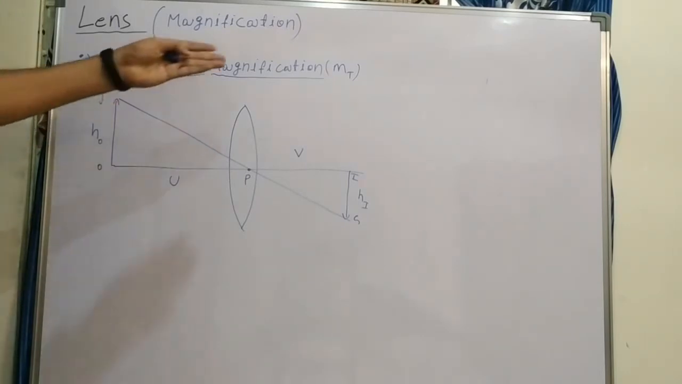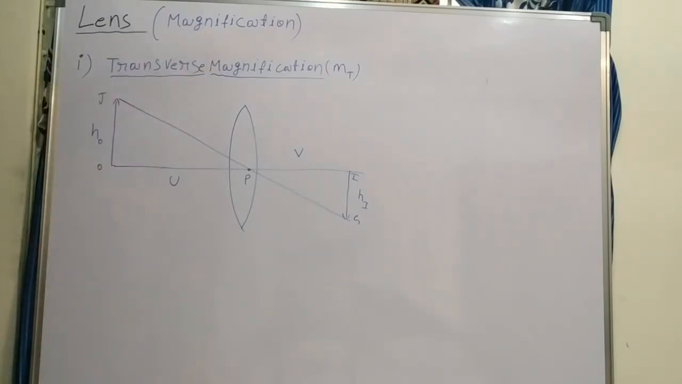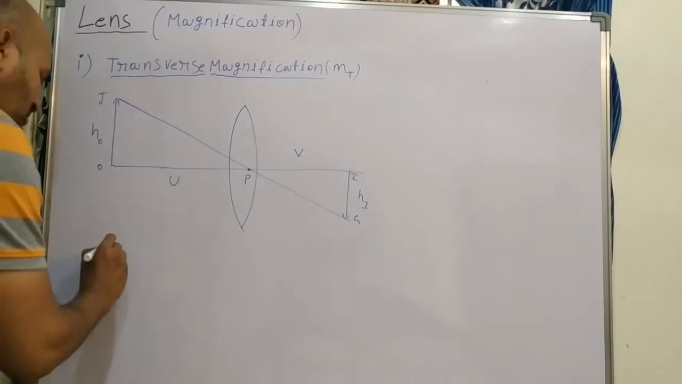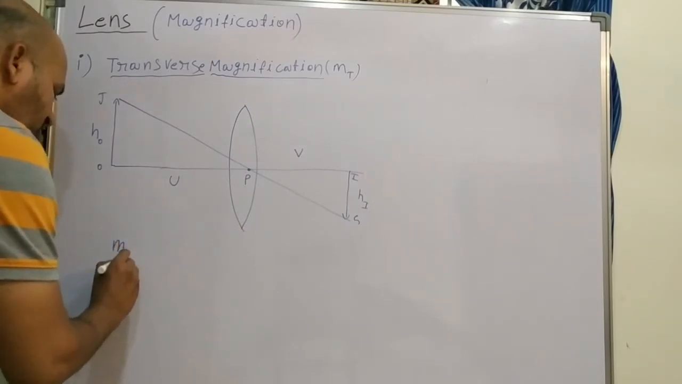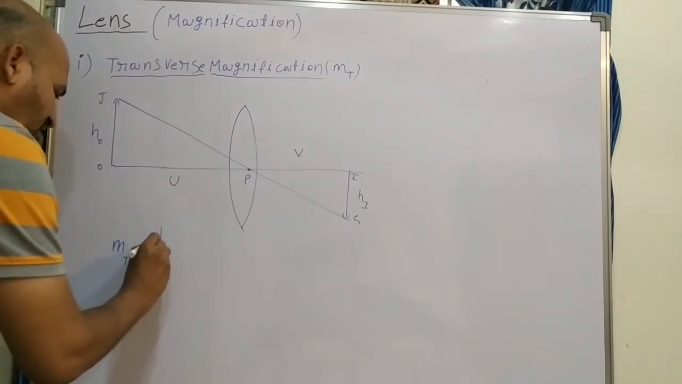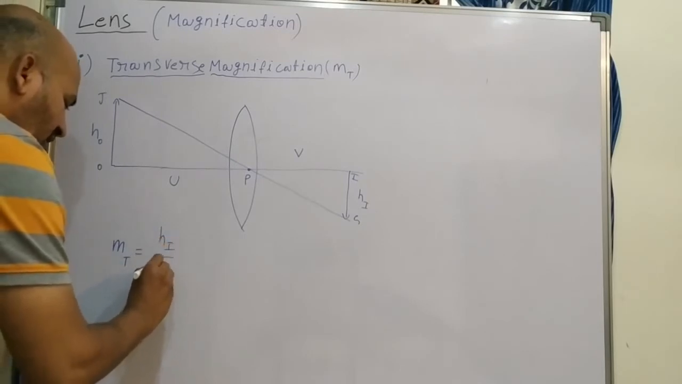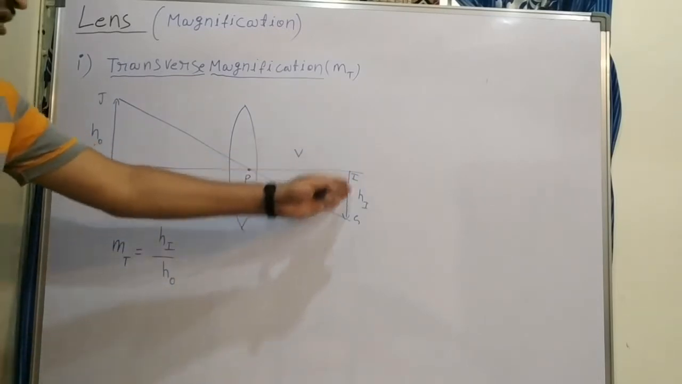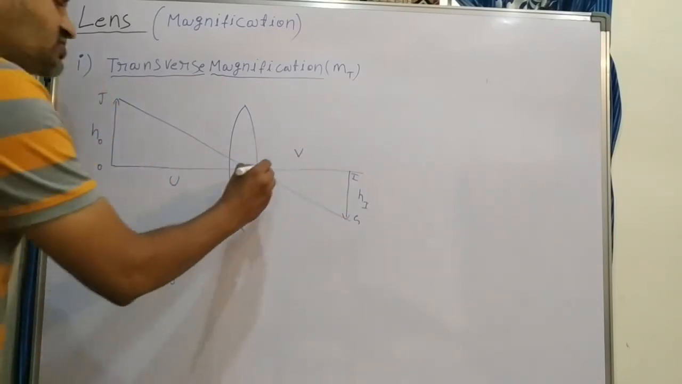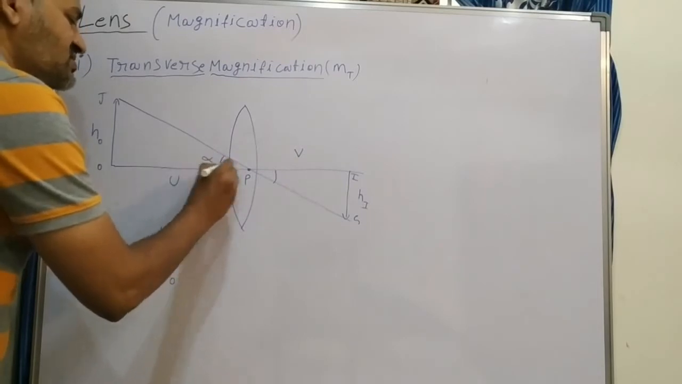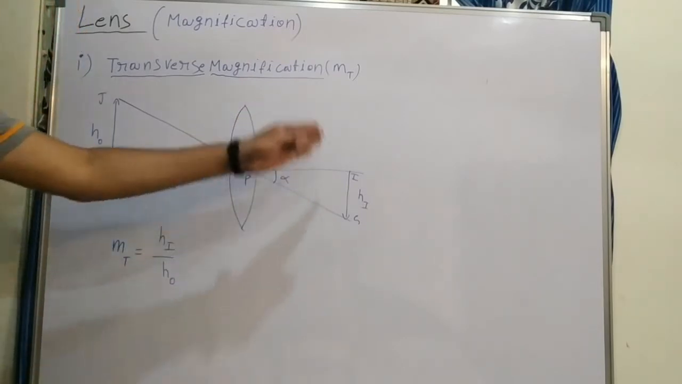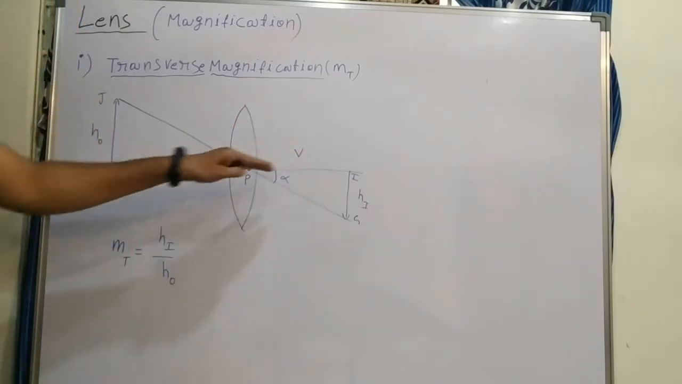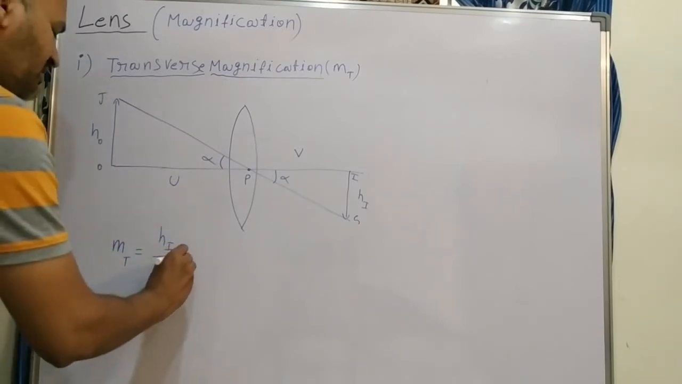What is transverse magnification or lateral magnification? Transverse magnification is height of the image by height of the object. Here you see opposite by opposite. These two angles are equal. If this is alpha, this is also alpha. Opposite by opposite equals adjacent by adjacent, which you can write here.